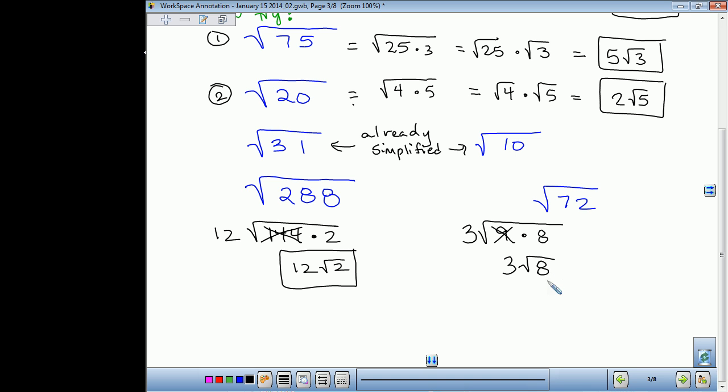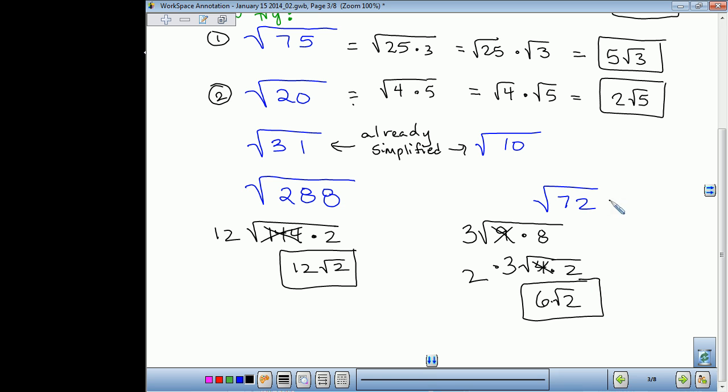And then I got 8 and I went, uh-oh, 4 goes into 8. How many times does 4 go into 8? 2 times. And so the square root of 4 is 2. And when I bring out the 2, it's all multiplying. See, multiplying, multiplying, all multiplying. So this makes 6 times the square root of 2.